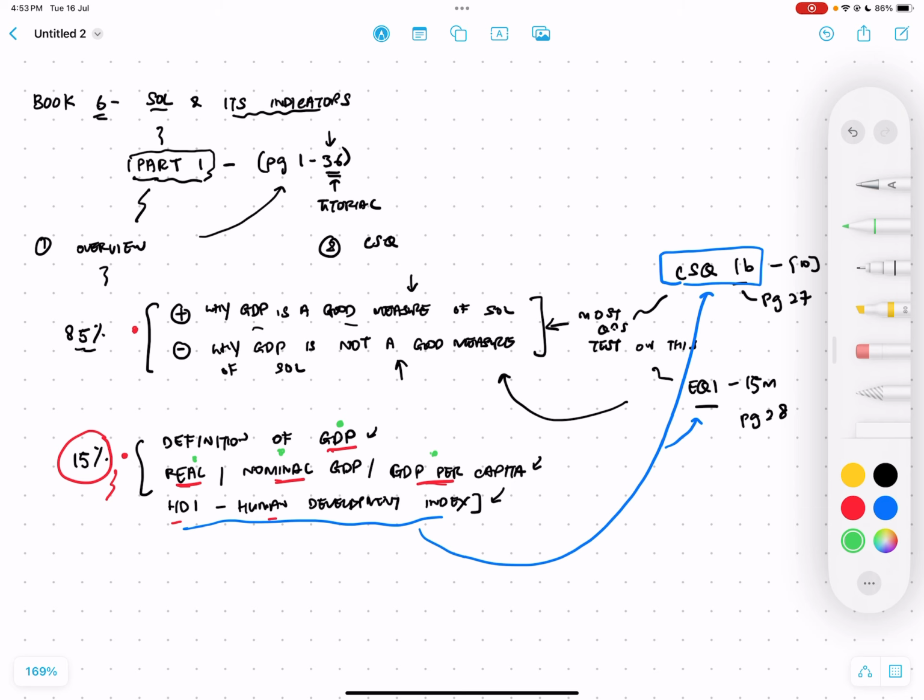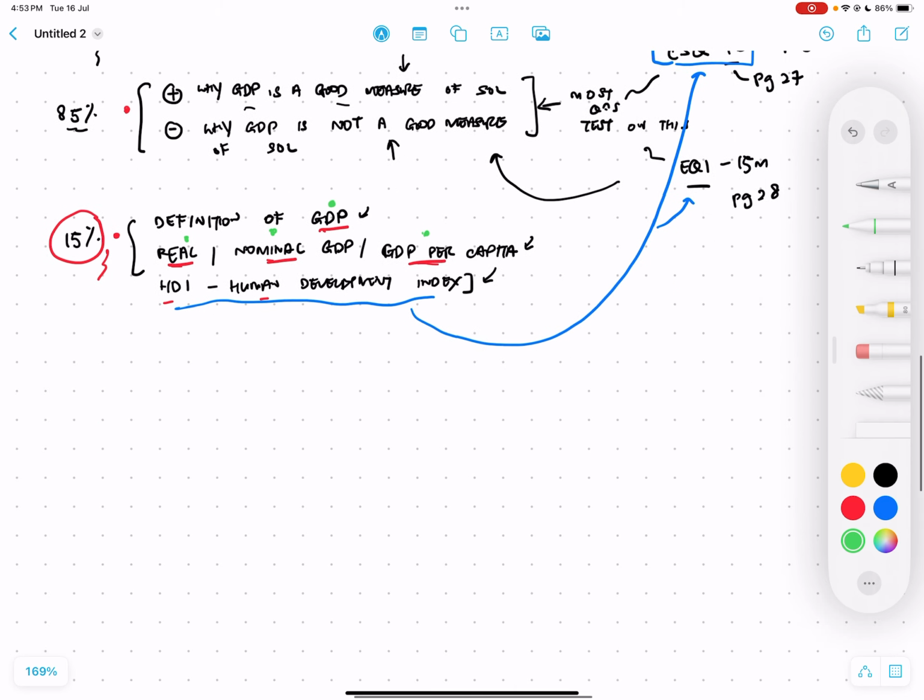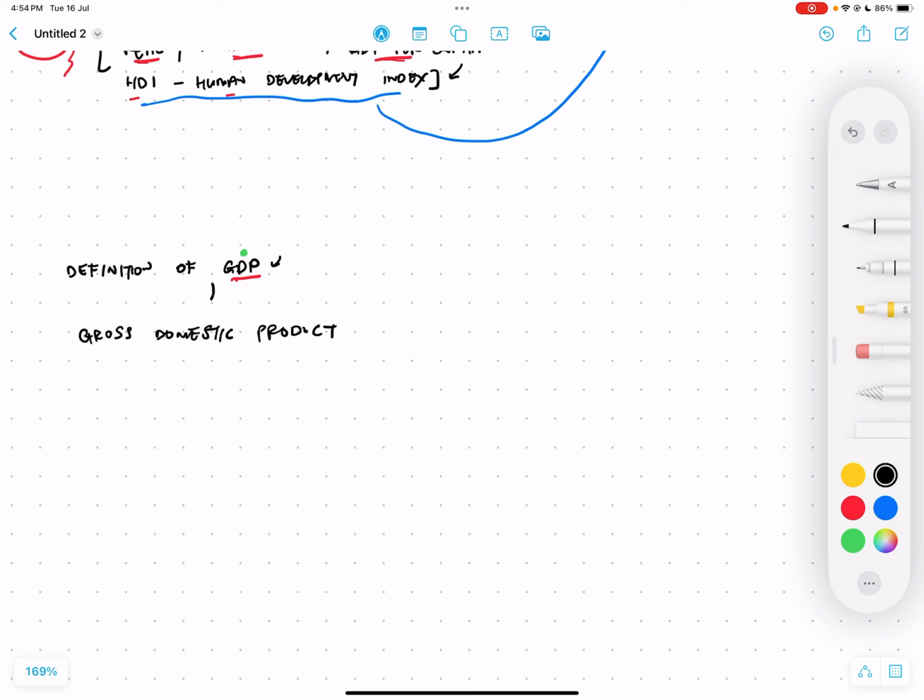Okay, so we start off with the first thing, which is the definition of GDP. So I'm going to move this thing down. Okay, so what is the definition of GDP? I'll give you the standard definition first. You can see in your notes, okay? Mine might be a bit different, but it's the same. GDP stands for something called gross domestic product. I'll give you the definition first.